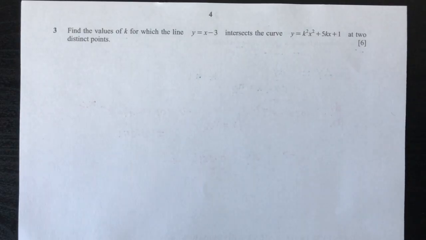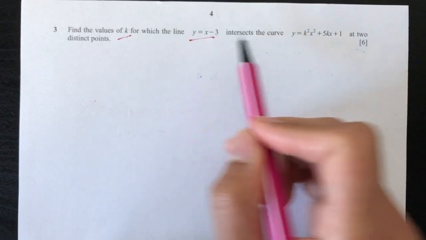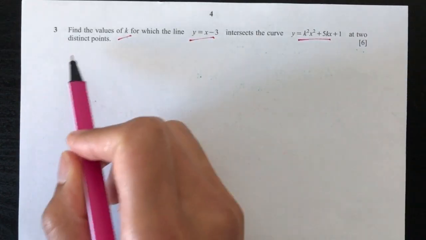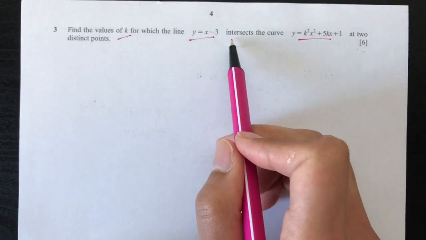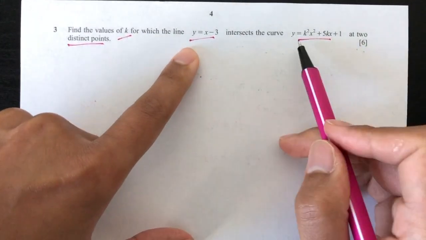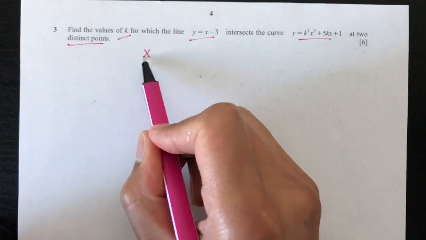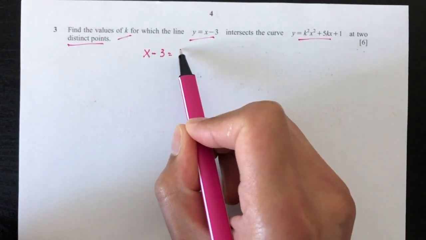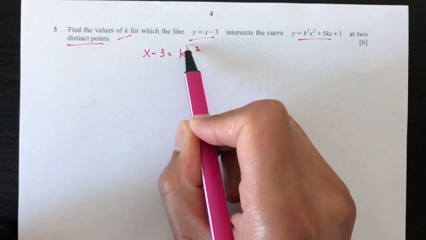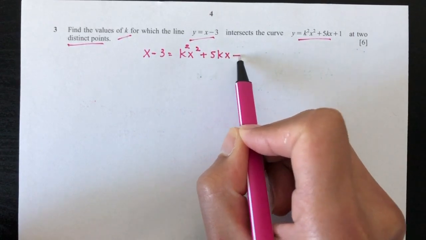Moving on to question number 3. Find the values of k for which the line this and the curve this intersect at two distinct points. First thing, you have to solve them simultaneously. So you have y here and y here. Replace. You have x minus 3 equal to k squared x squared plus 5kx plus 1.